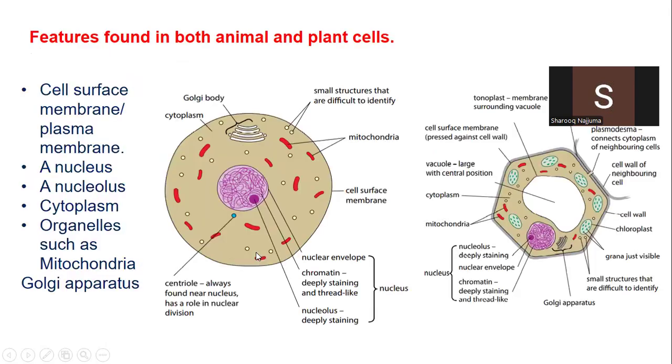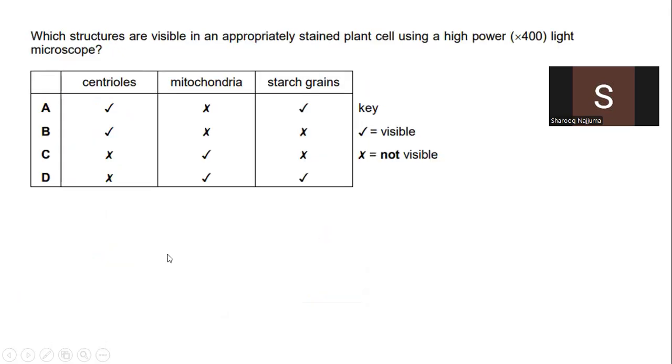If we go back, let's try to see. If we look at this plant cell, they said chloroplasts. Yes, we shall be able to see a chloroplast if you're using a light microscope. Mitochondria will be visible. But the other third structure is a centriole. Plant cells have no centriole. Centrioles are only found in animal cells. That means that for the centriole, it will be a cross. So that means that the most appropriate answer is D.